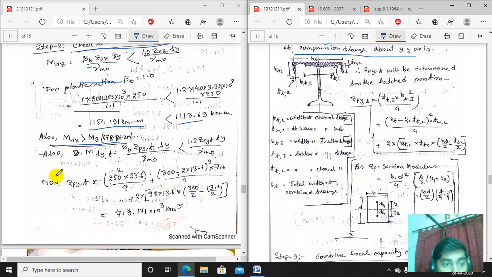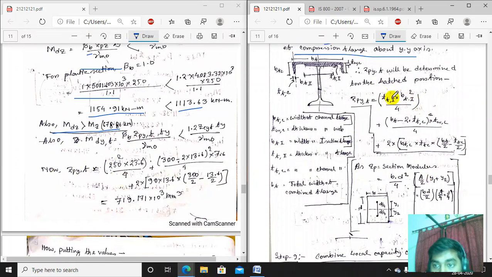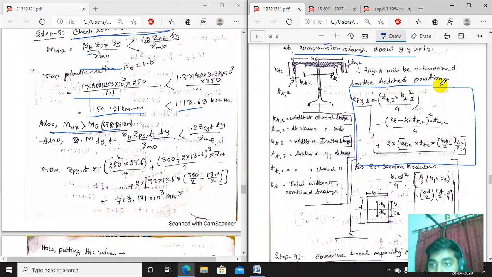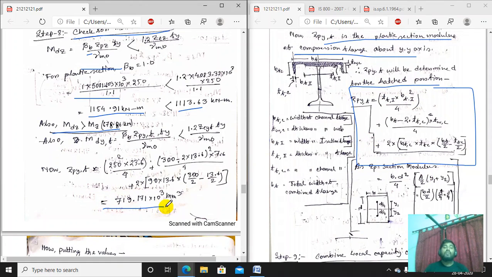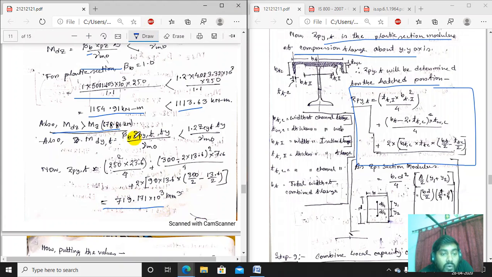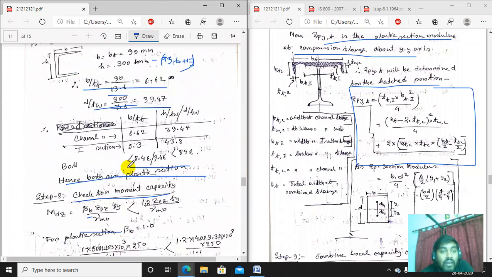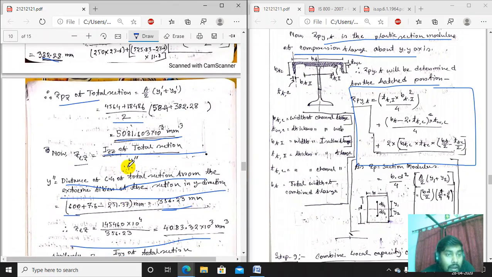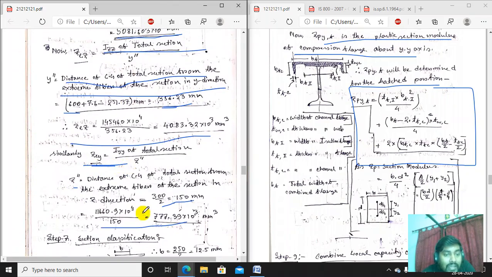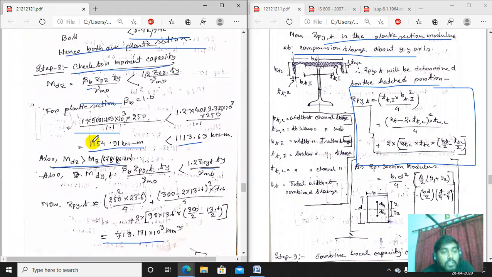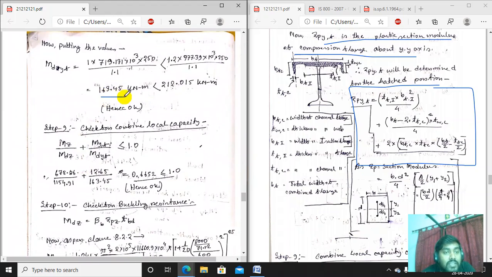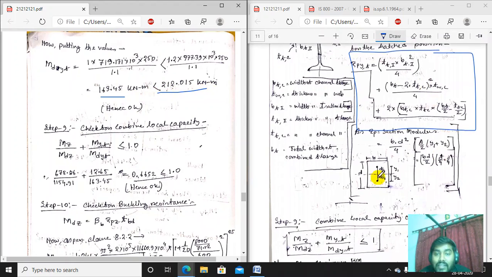So putting all the values here, putting all the formulas here, this formula you are using, putting all the values, we are getting 719.171 into 10 to the 3 newton millimeter cube. Putting the value here, beta b we know, Fy we know, ZEY we have calculated the value of the ZEY here. If you remember, ZEY I have calculated, that is 777.39. So putting the values here, we are getting 163.45. So 212.015 kilonewton. So it is also less. So hence it is okay. So all the criteria have been fulfilled.